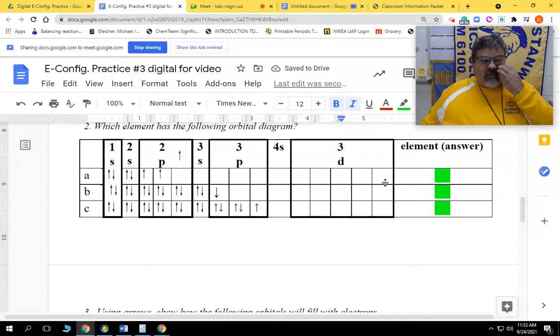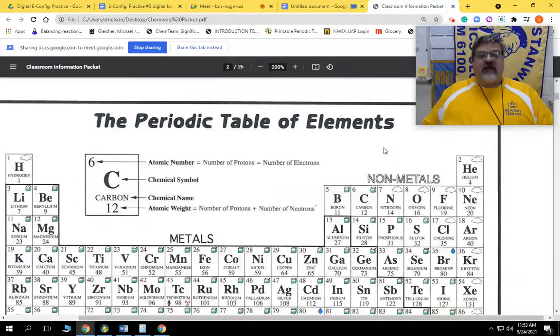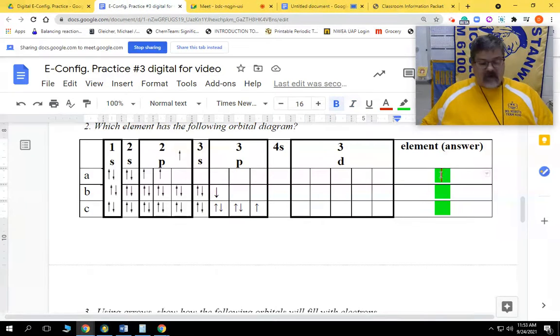Here, what we're going to do is just figure out what these elements are. So I have 1, 2, 3, 4, 5, 6 arrows. Each arrow represents an electron. The number of electrons can be the same as the atomic number when we have an atom, not when we have an ion though. So let's go ahead and find 6. Go to our periodic table. 6 is right here. So it's carbon. So we write down in here carbon.